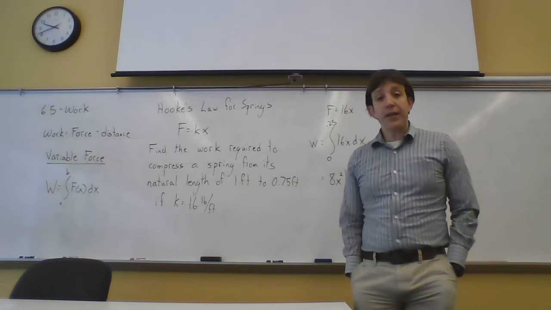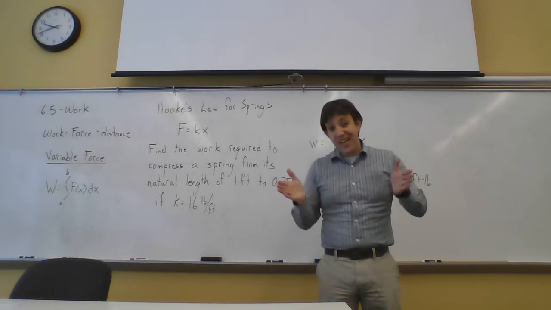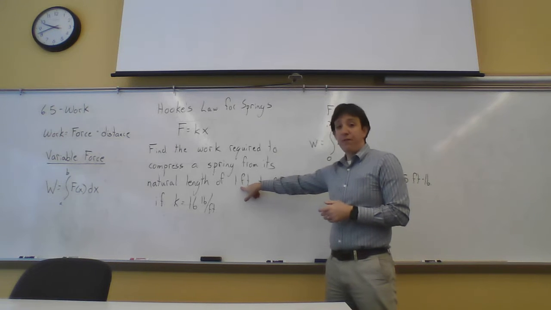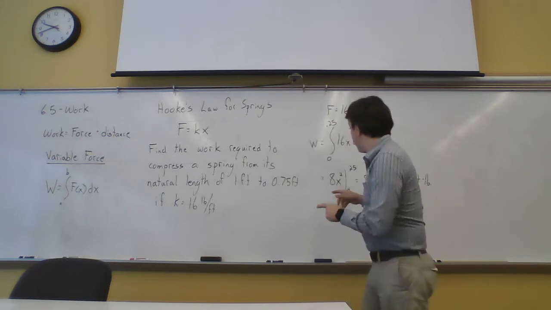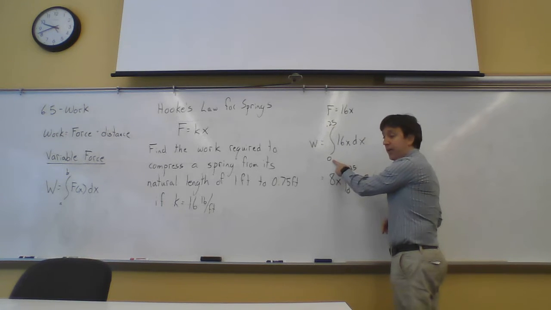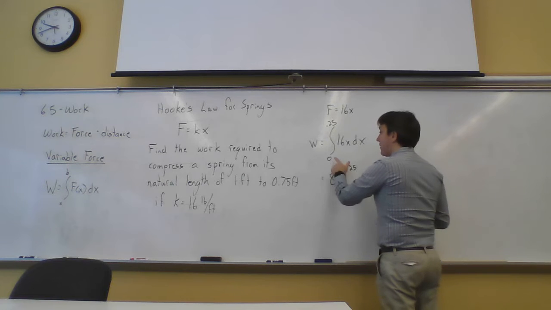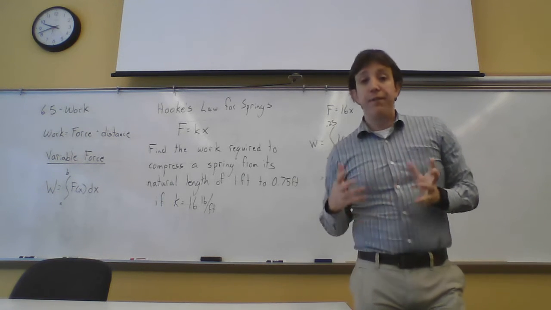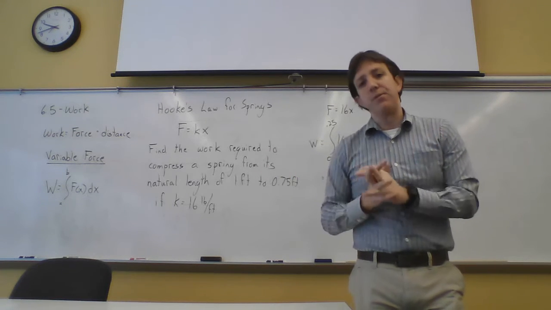Well, with springs, you're measuring a distance from its natural state. Since the natural length of this spring is 1 foot, that's really a distance of 0. So that's why I'm starting at 0. And since we're compressing it down to 0.75, that's a displacement of 0.25. So be a little bit careful with that. If you use the wrong numbers, you're going to get a wrong answer and then be confused.